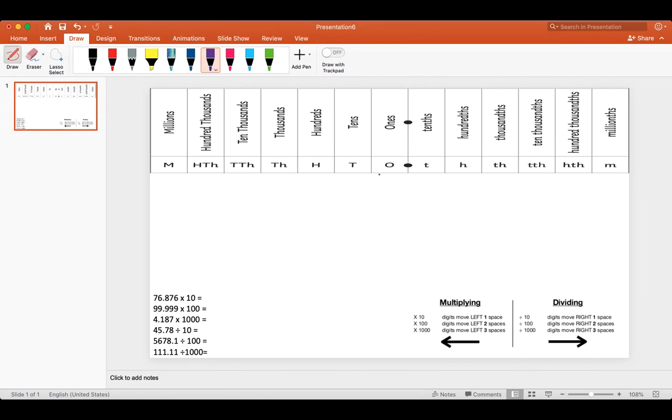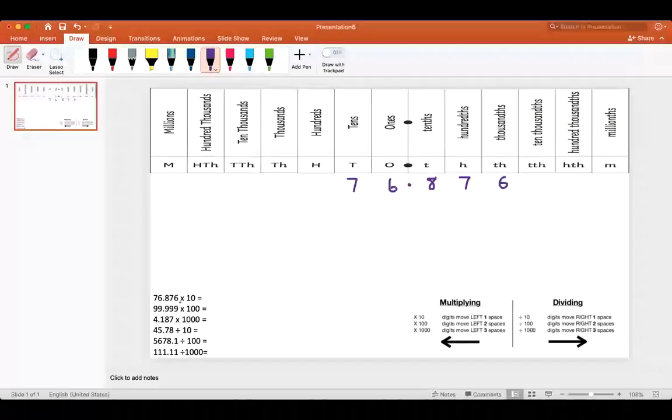We've got 76.876 multiplied by 10. When we multiply by 10, each digit moves one space to the left. Now, the decimal point never moves. You must make sure that that is in the correct place. And now we can work round that decimal point to put our digits in the right place value order. So we've got 6 ones and we've got 7 tens. And I've got 8 tenths, 7 hundredths, and 6 thousandths.